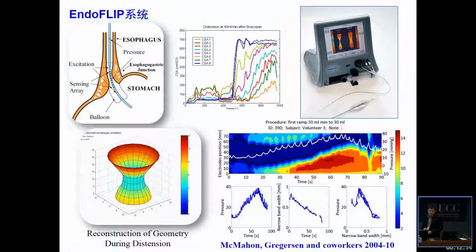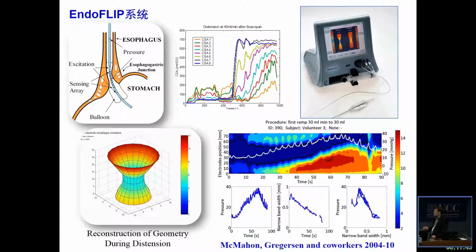Then to the second technology, FLIP or EndoFLIP. The basic difference here from impedance planimetry is just that we place more electrodes here. So instead of measuring one cross-sectional area, now we could measure basically as many as we want. The commercial version has 16 measurements in a balloon that's about 12 centimeters long.